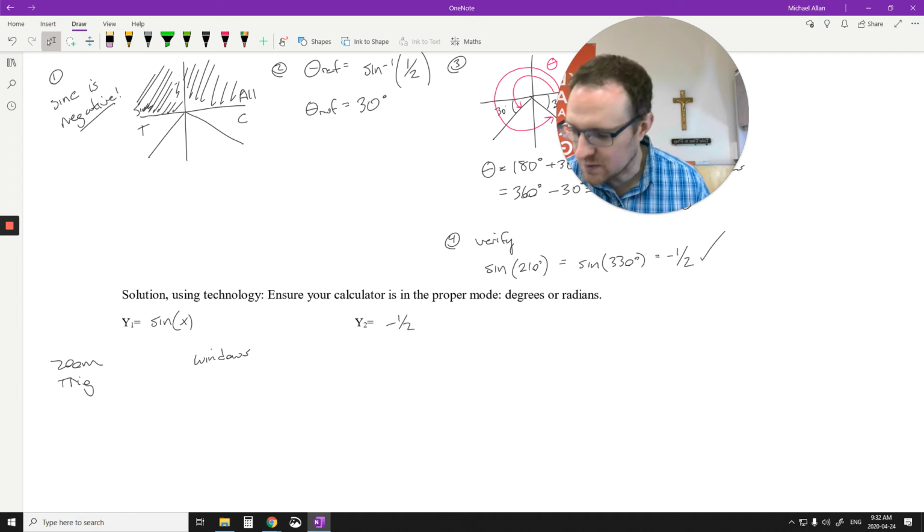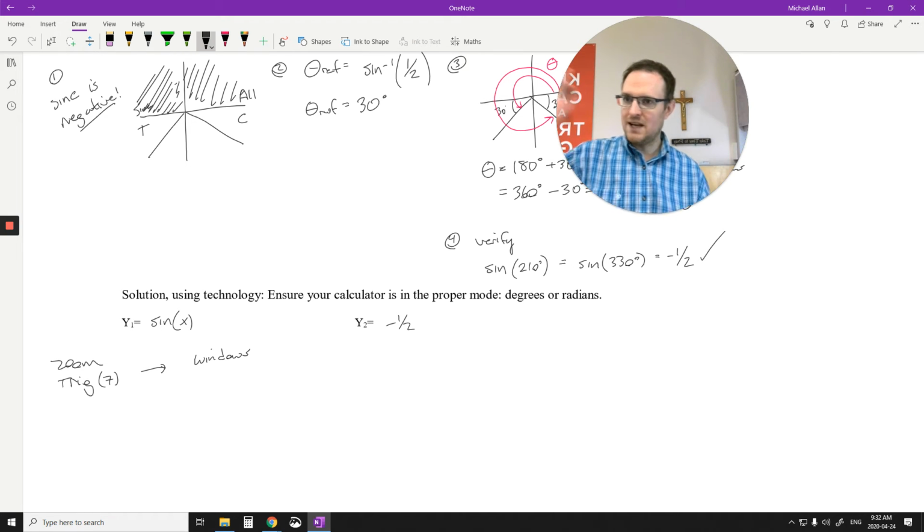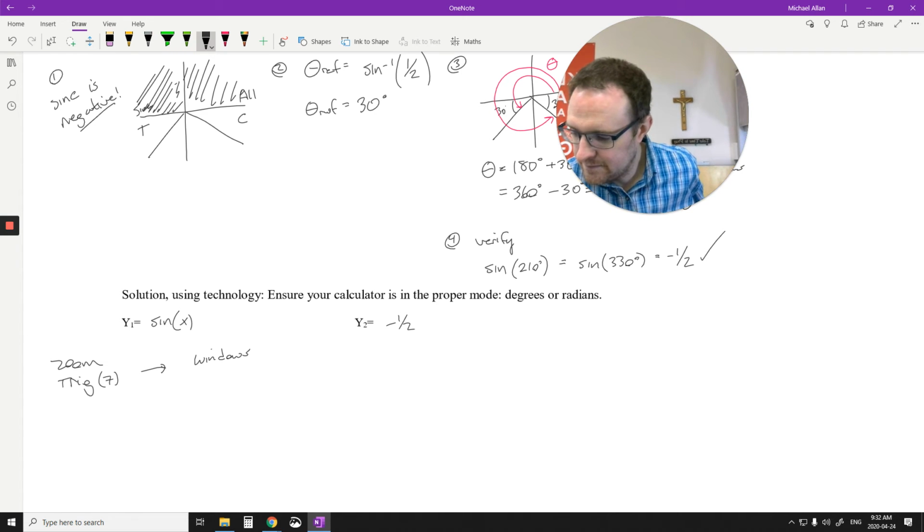All right, I can't remember which one it is. That's number 7 here. All right, so zoom number 7, so trig. That will zoom you to the right window of your mode. So if your mode was in radians, it would zoom you to the proper radian window. If you're in degrees, it would zoom you to the proper degree window, from negative 360 to positive 360. Then you go to your window.